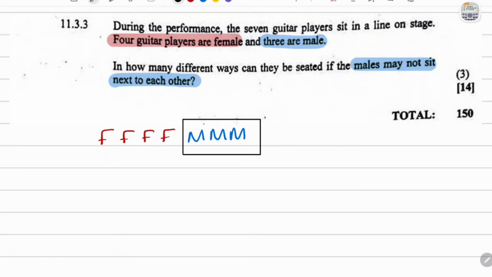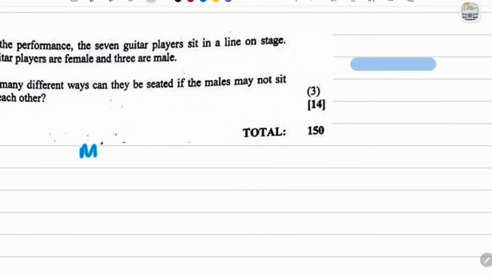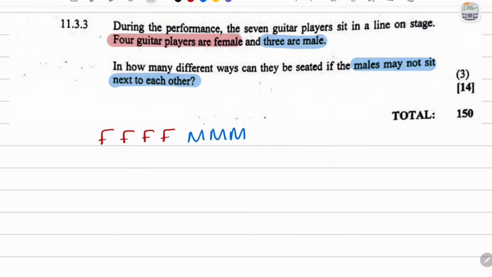The thing is, they're saying if the males may not sit next to each other. So since they cannot sit next to each other, I'm going to see it as no males must be sitting next to each other, not necessarily just the 3 males sitting next to each other. So even if we have 2 males sitting next to each other, that would be a situation where you have males sitting next to each other. So since they said no males must be sitting next to each other, we should also not have situations like this.